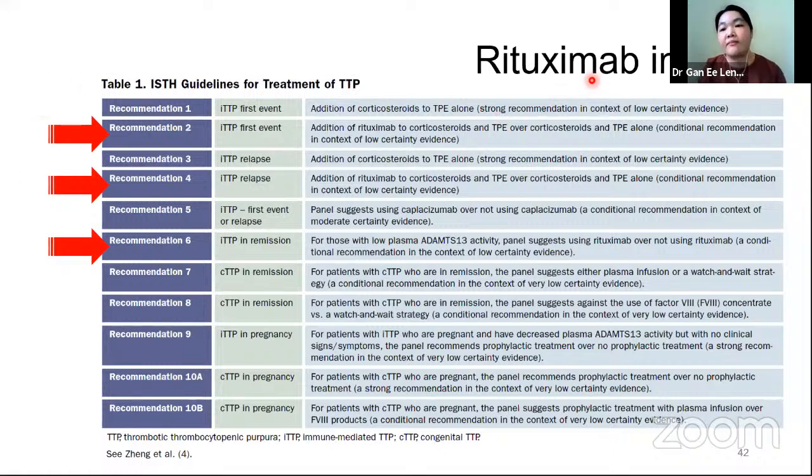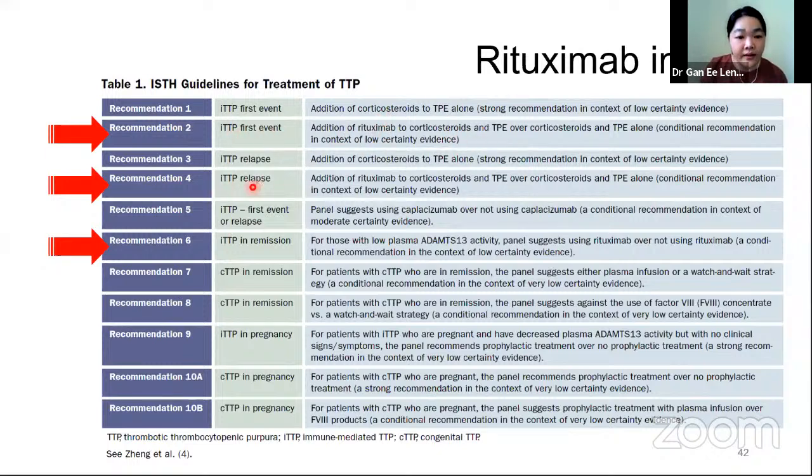Now comes rituximab in TTP. This is the latest ISTH guideline, the 11 recommendations that I mentioned to you. Rituximab came out in recommendations 2, 4, and 6. If you can see the green bar here, in immune TTP first event, with the addition of rituximab to steroid and TPE over steroid and TPE alone. So meaning that in the first event, we add rituximab.